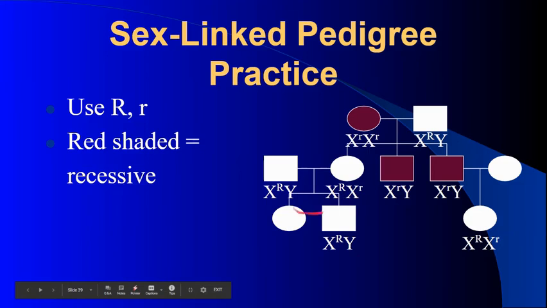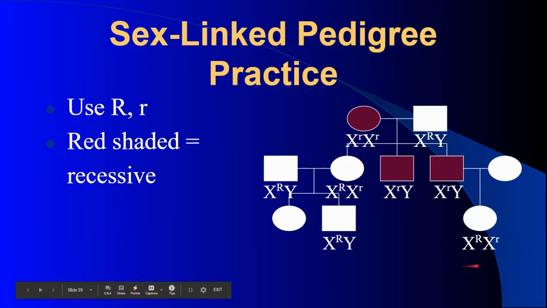This one here, she has to be a carrier. She has to be X big R, X little r, because she had a recessive mother. So all that her mom can give her is one of those X little r's. Her dad gave her the X big R, which made her dominant, but the X little r came from mom.